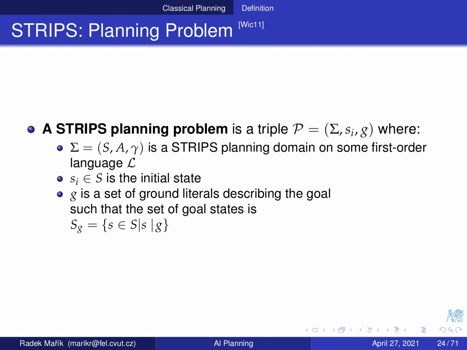The planning problem. So far we have described generally the domain where we try to make plans. The planning problem itself is an instance of such a task. That means we have that description of the domain sigma, and furthermore we have an initial state S_I, and a set of ground literals describing the goal. That means all possible states which we consider to be a goal state.